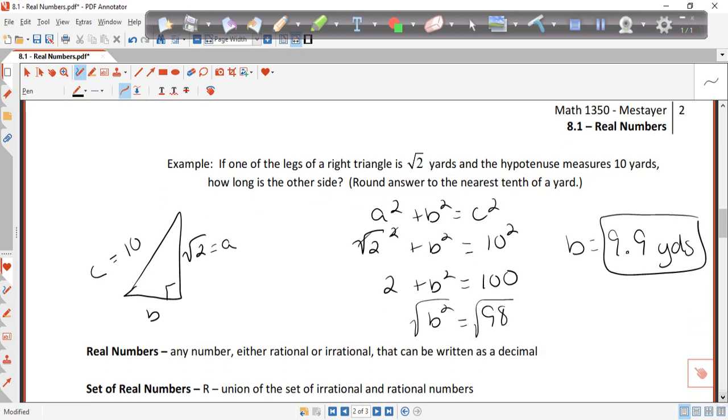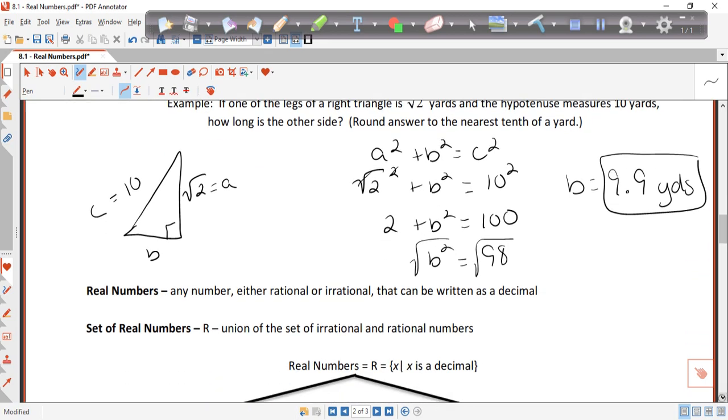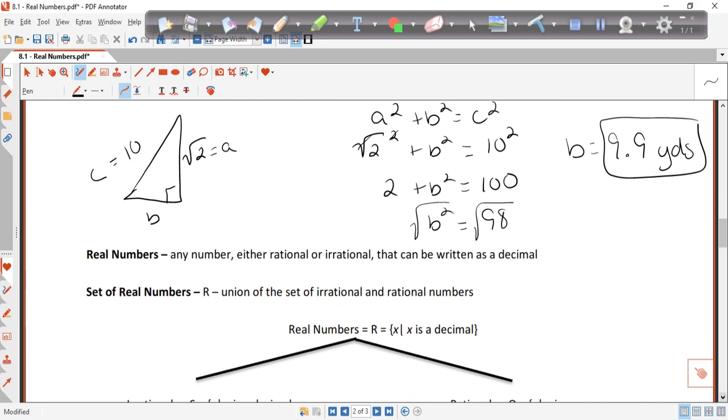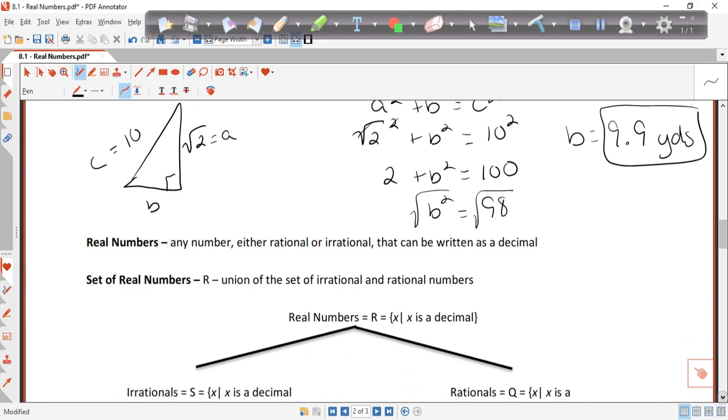Now, the title of this section was Real Numbers. Real numbers are any numbers that are either rational or irrational that can be written as a decimal.